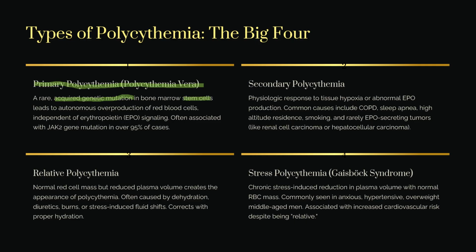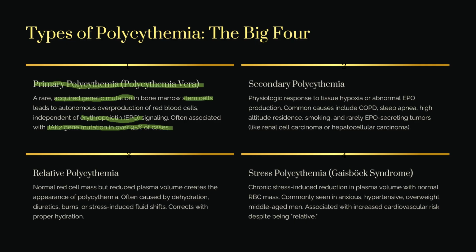So what are stem cells? Stem cells are those cells from where the different cell lines originate. Now it is independent of erythropoietin or EPO, a protein which originates from the kidney and helps in erythropoiesis. And if it is a question of gene mutation, then we should know which gene is mutated. The name is JAK2 gene mutation, in over 95% of cases. So this is primary polycythemia or polycythemia vera.